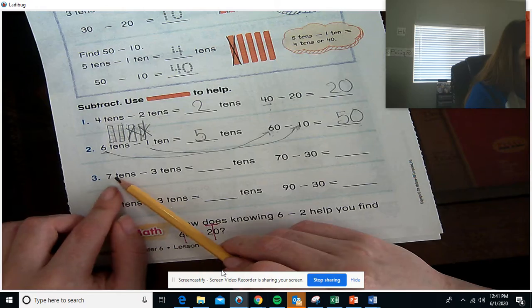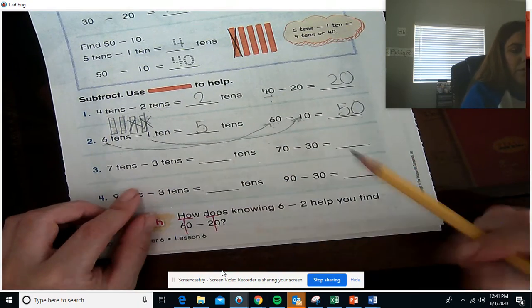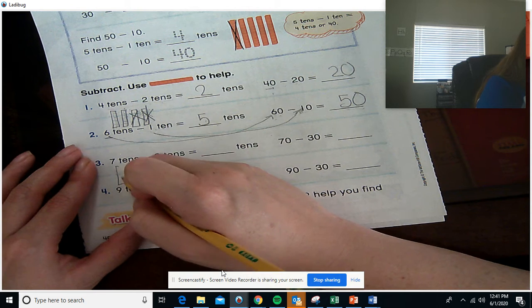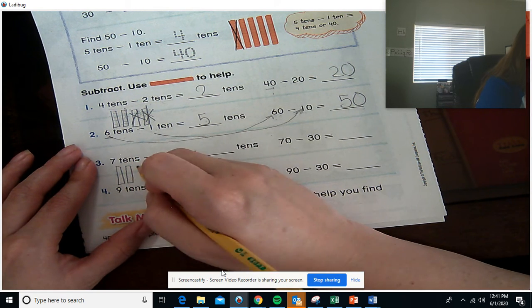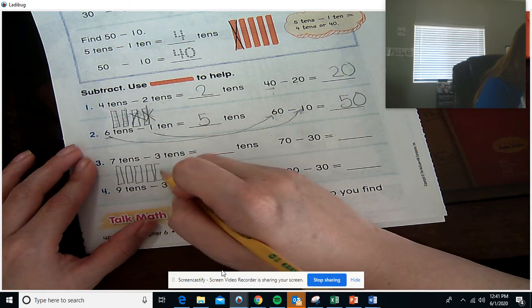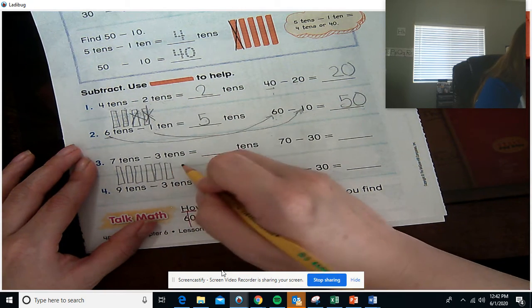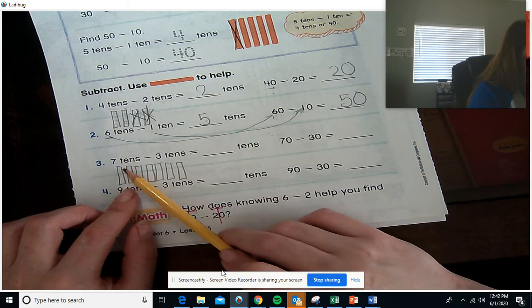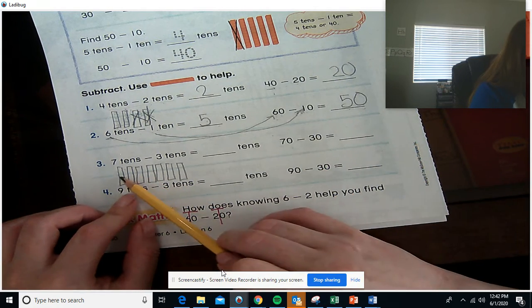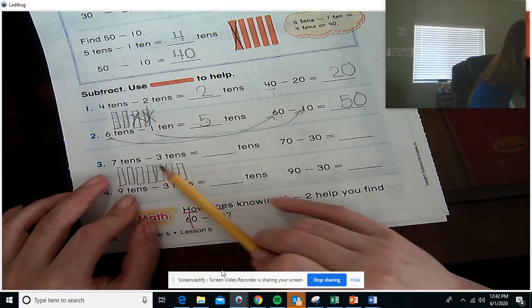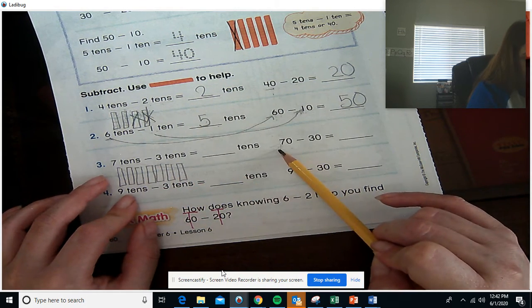Let's try number 3. I'm going to do number 3 with a picture in case you need it. 7 tens. 1, 2, 3, 4, 5, 6, 7. 7 tens. And look, it's 70. 10, 20, 30, 40, 50, 60, 70. So 7 tens is the same as 70.